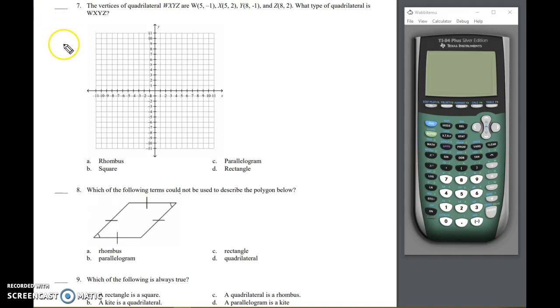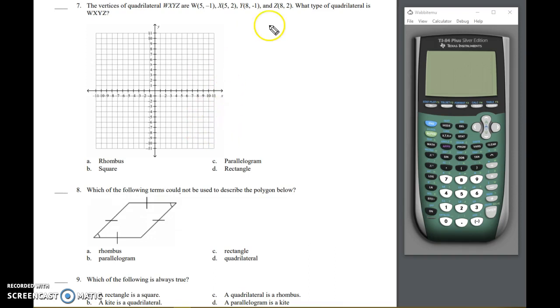Okay, here we are with number 7. Now we're getting into our quadrilaterals. The vertices of quadrilateral W, X, Y, Z are W (5, -1), X (5, 2), Y (8, -1), and Z (8, 2). What type of quadrilateral is WXYZ?